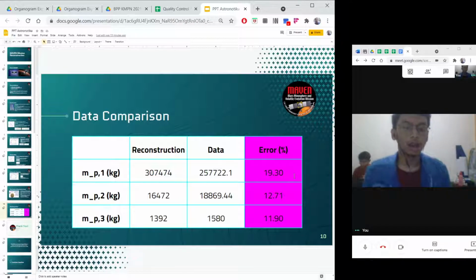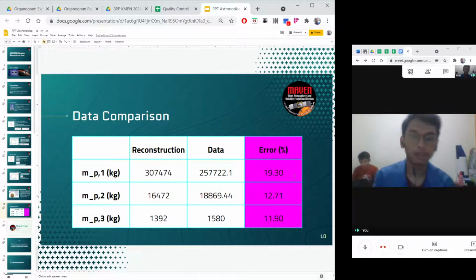Overall, the error generated is less than 20%, so the calculation is pretty close to the actual condition. However, this was caused by the assumptions used in the reconstruction process, which are a perfect elliptical trajectory from the Earth to Mars, and also a uniform specific impulse value along the launching trajectory from Earth's surface until Earth parking orbit. And also maybe there are some miscalculations along the reconstruction.